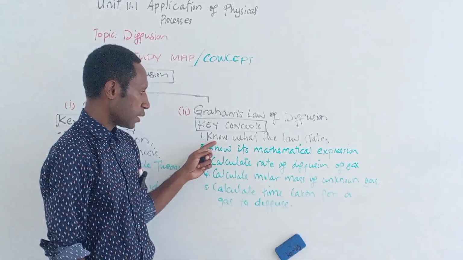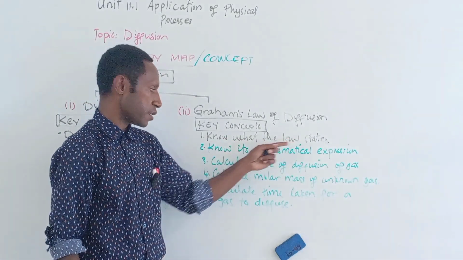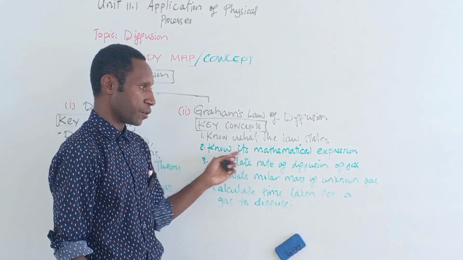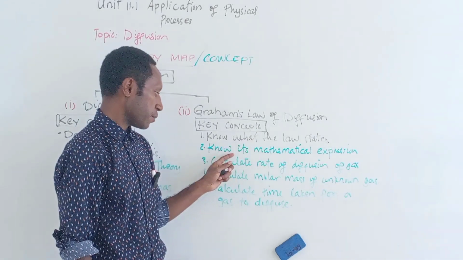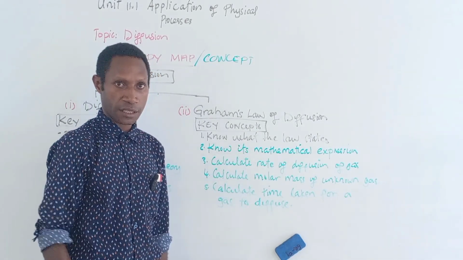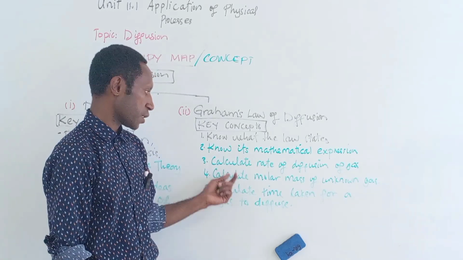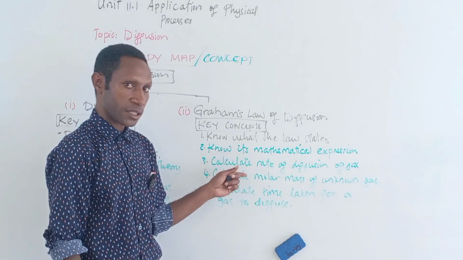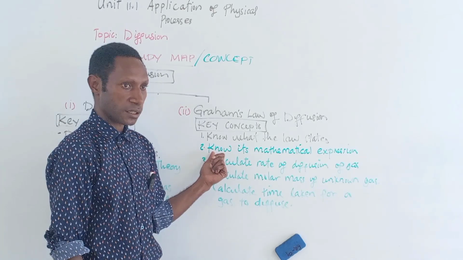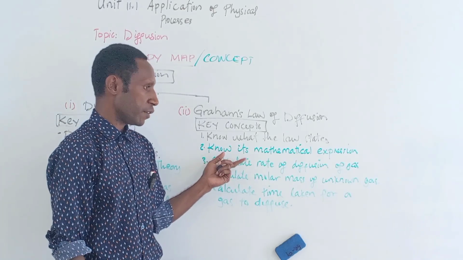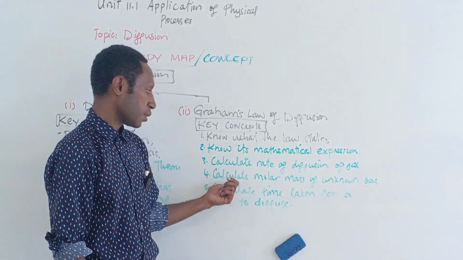Now we go and check. Does he know what the law says? If he knows, okay, good, he moves on. If he doesn't, go back. Same thing with the mathematical expression. How is the law expressed in a mathematical formula or expression? If he knows, he continues. If he doesn't, go back and revise.